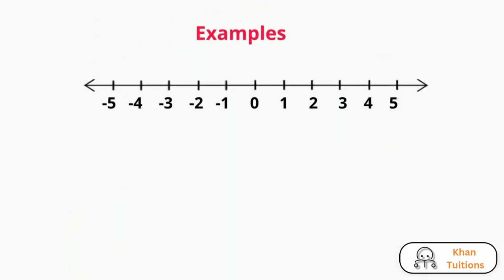Here are some examples. Let's say -3. -3 can be plotted on the number line on this point, so this is a real number. What about 1.5? Even though it's not an integer, it can be plotted on the number line at that point.